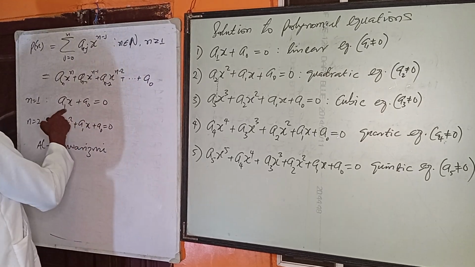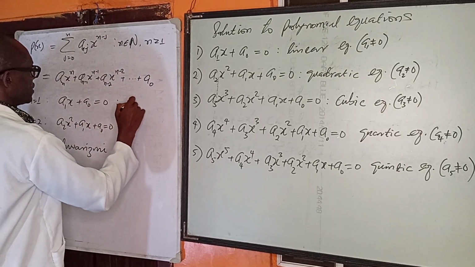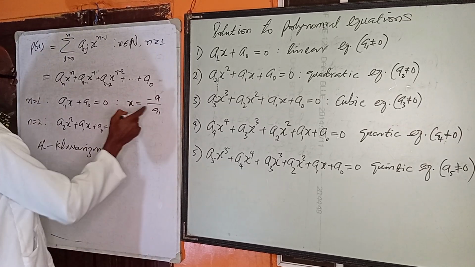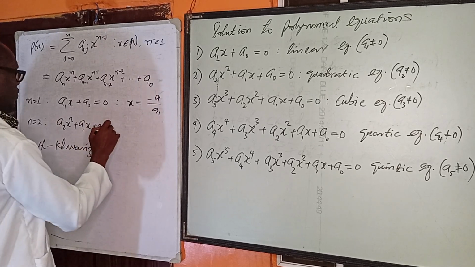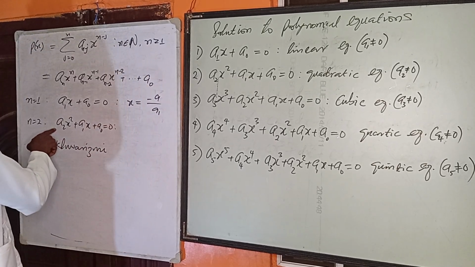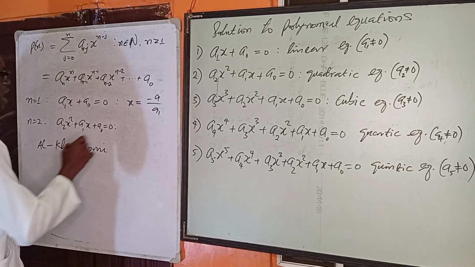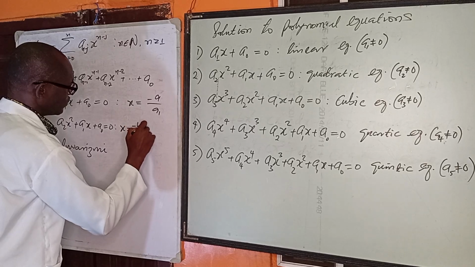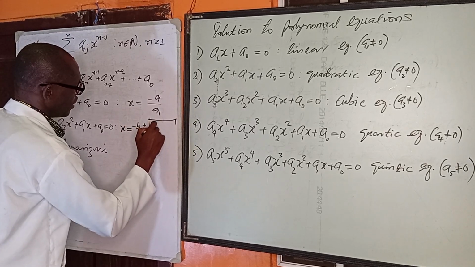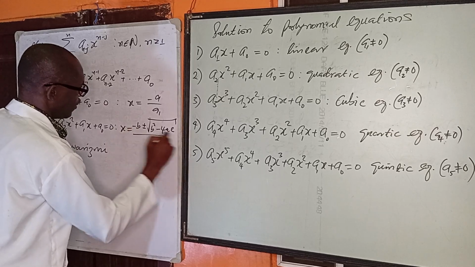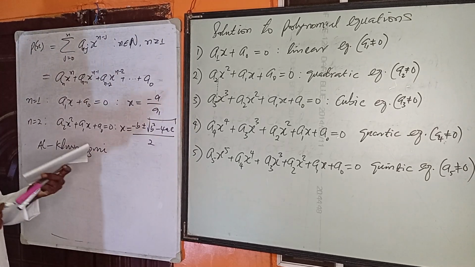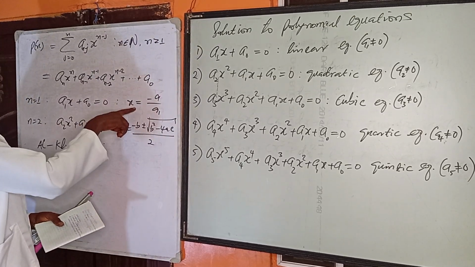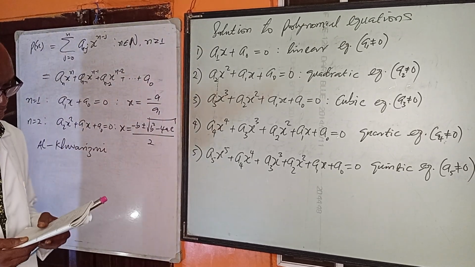From here, you can see if I make x the subject of the formula, I will have x is equal to minus a naught over a1. This is the general formula for any linear equation. Now, for the quadratic case, we have x is equal to minus b plus or minus the square root of b squared minus 4ac, all over 2. These are the formulas for the case of linear equation and for that of quadratic equation.